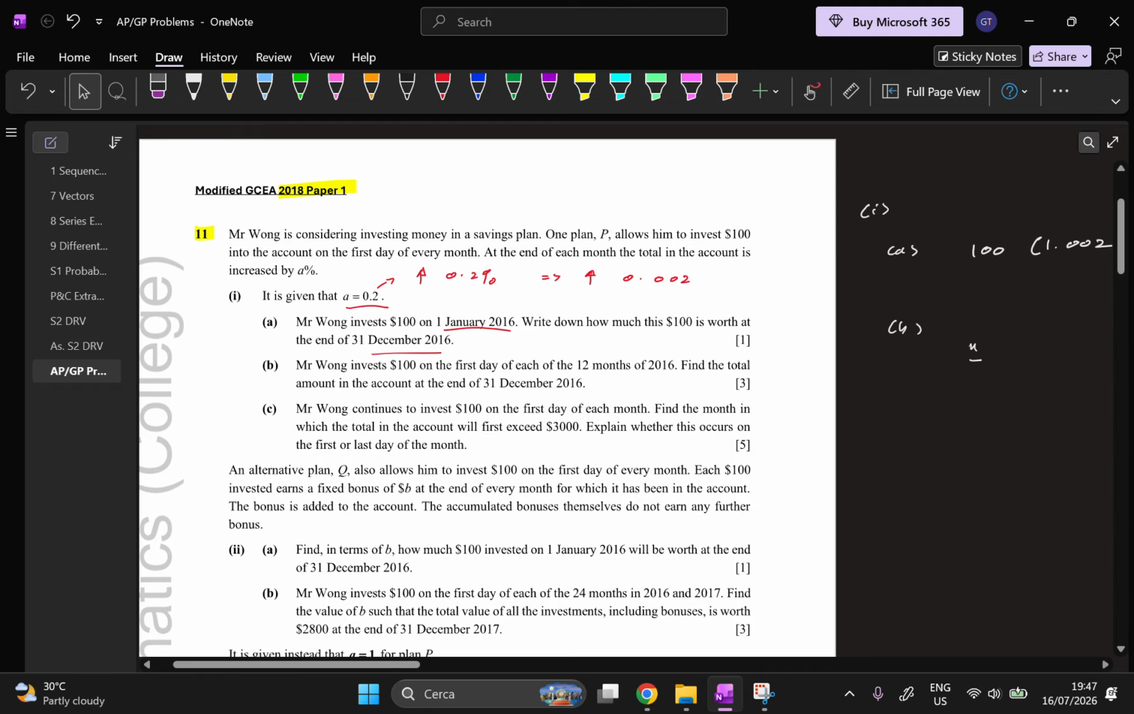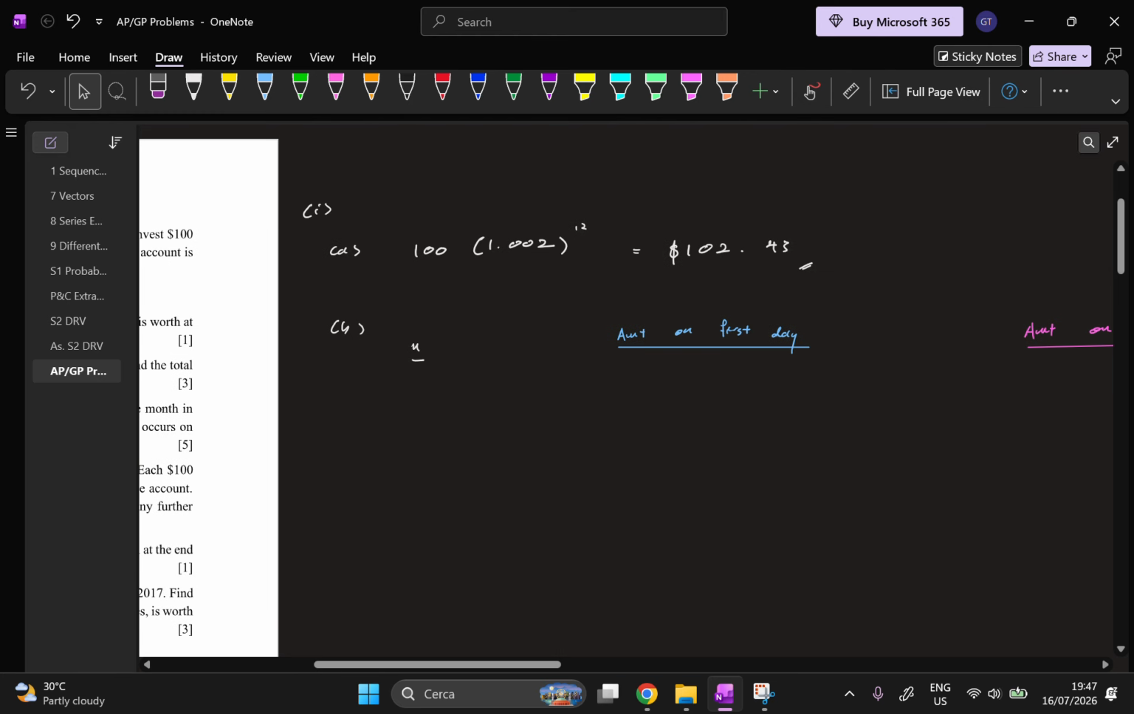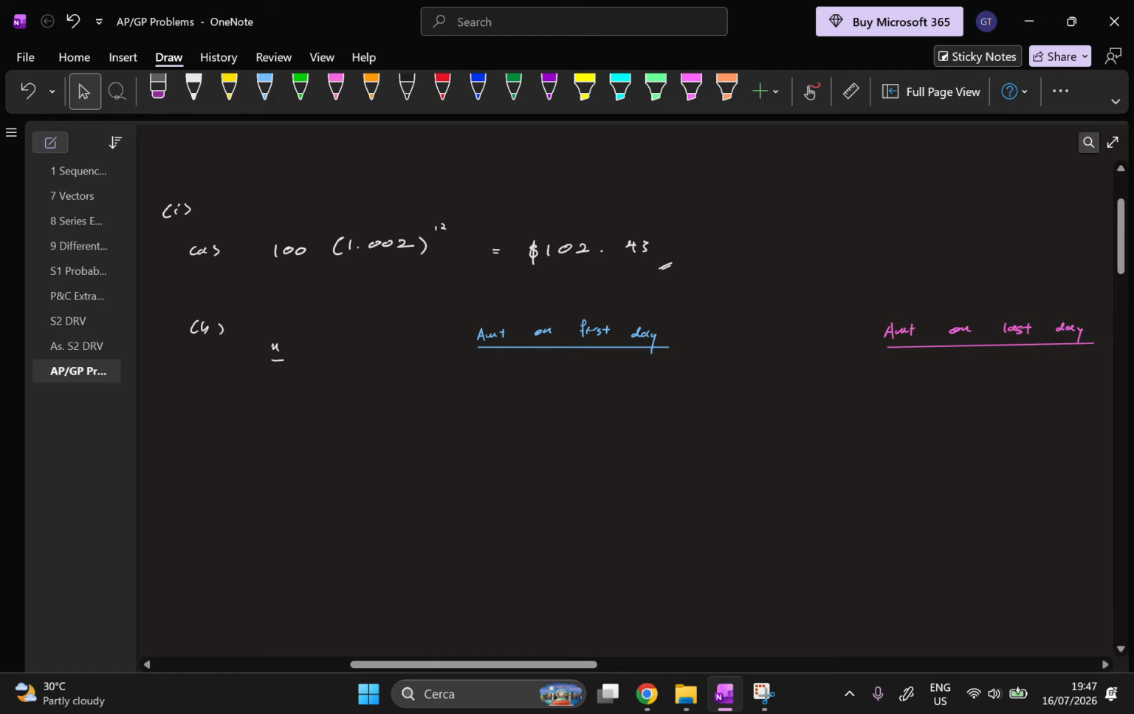So you're probably familiar with this, but I just want to take you through slowly and recap. Because I'm sorry to say this lah, but I find that sometimes the way that Hwa Chong teachers explain this table method may not be very clear. So it says Mr. Wong invests 100 on the first day of each of the 12 months. So let us look at the nth month, January 2016.